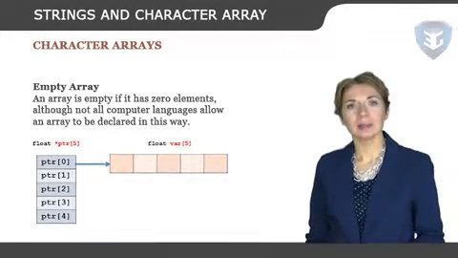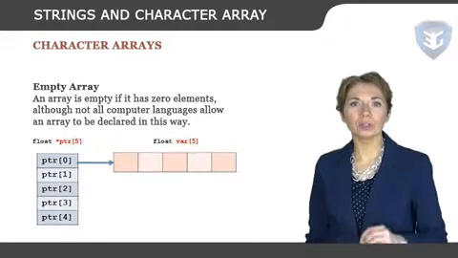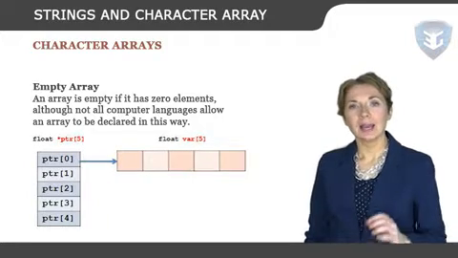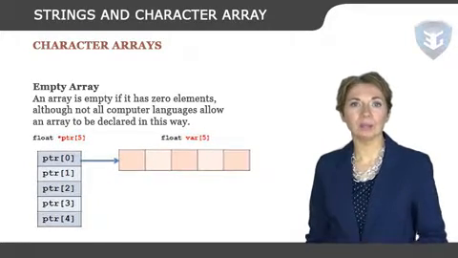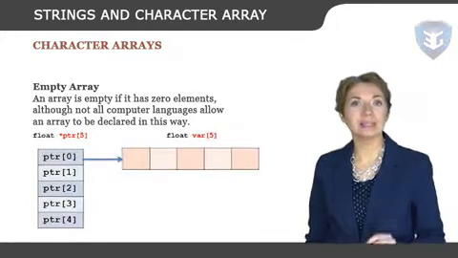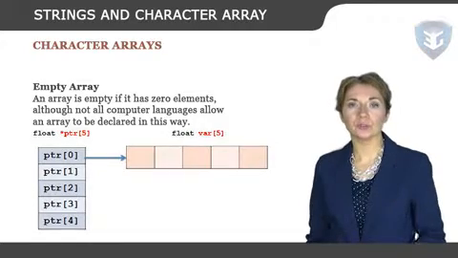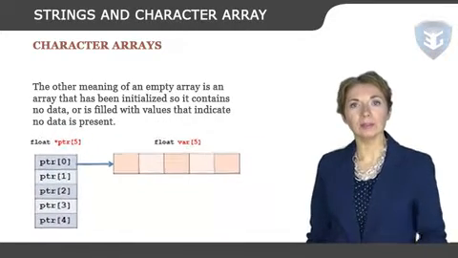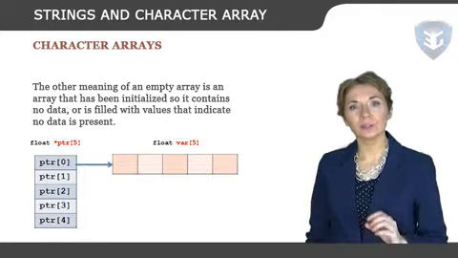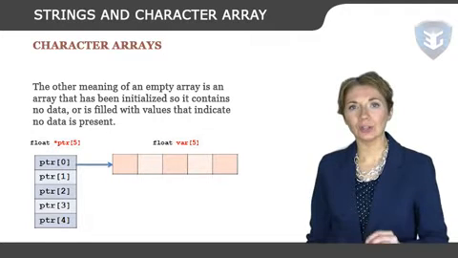Empty array. An array is empty if it has 0 elements, although not all computer languages allow an array to be declared in this way. Another interpretation of an empty array is an array in which all the data elements are either null, 0, or undefined, depending on the programming language being used. The other meaning of an empty array is an array that has been initialized so it contains no data, or is filled with values that indicate no data is present.